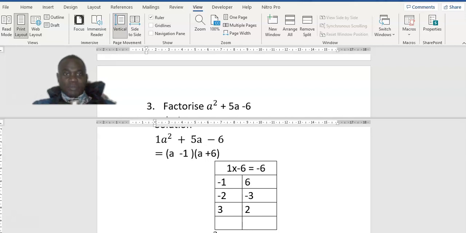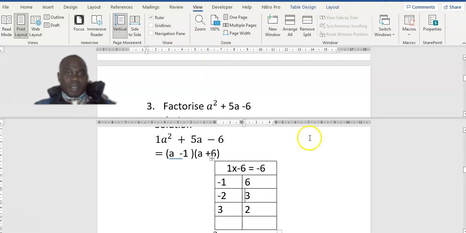So you see that we are using the second rule. When the last term is minus, one will be minus and the other will be plus. The signs will not be the same. So we can't use this. We can't use this. We only have to use the first one. Okay. Let's do another one.